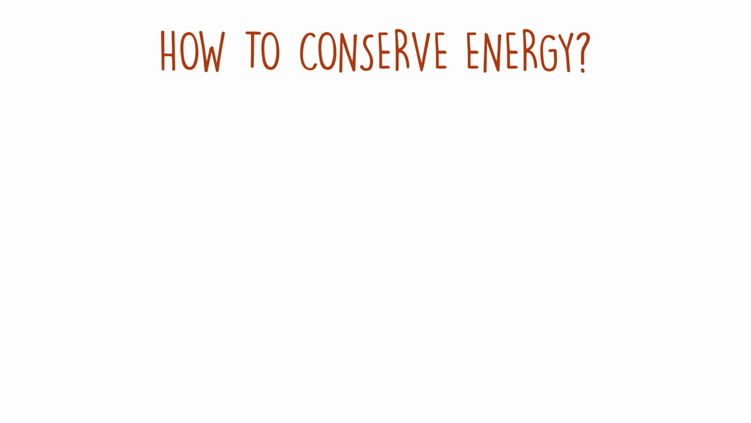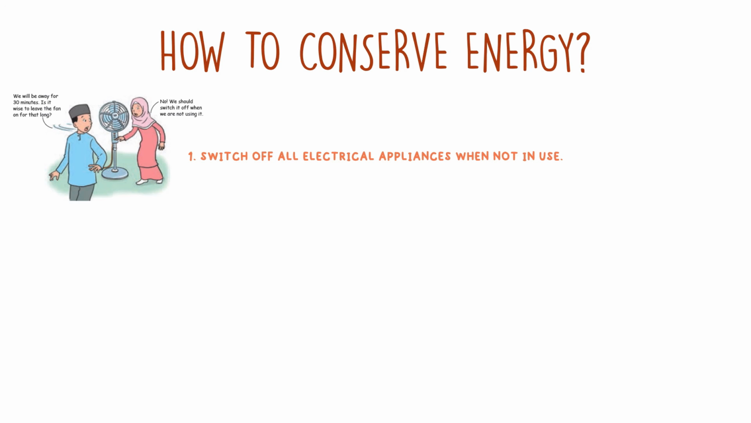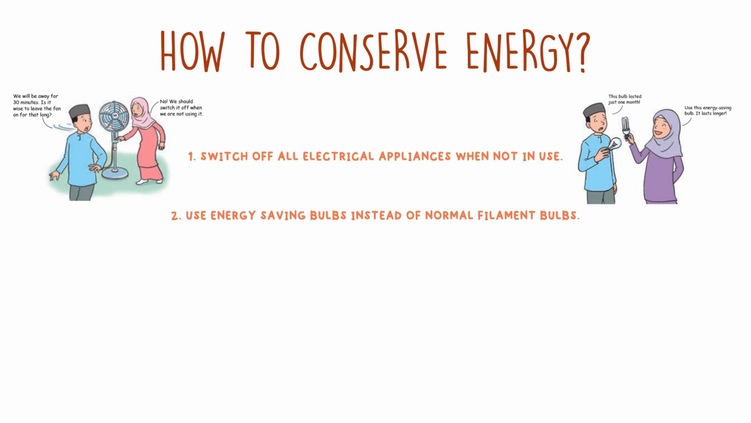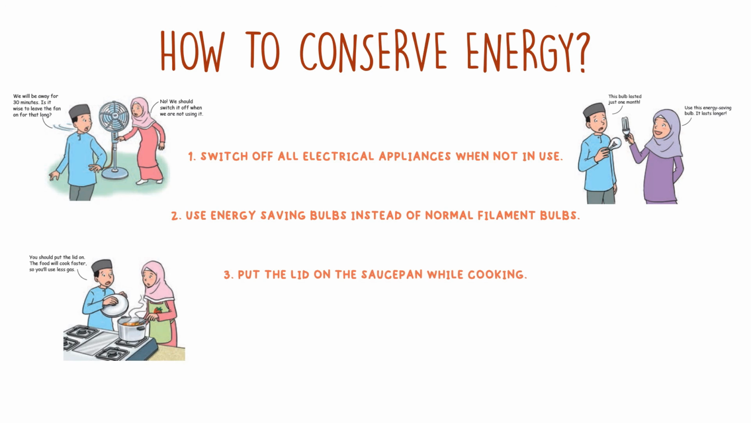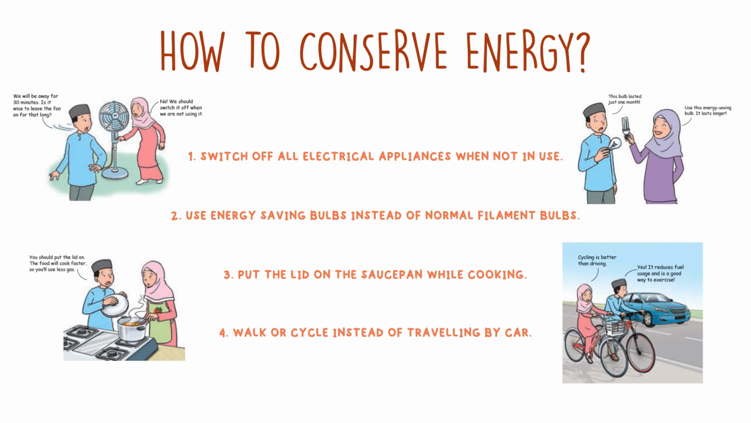Here are some of the things that we can do. Switch off all electrical appliances when not in use. Use energy-saving bulbs instead of normal filament bulbs. Put the lid on the saucepan while cooking. Walk or cycle instead of traveling by car.